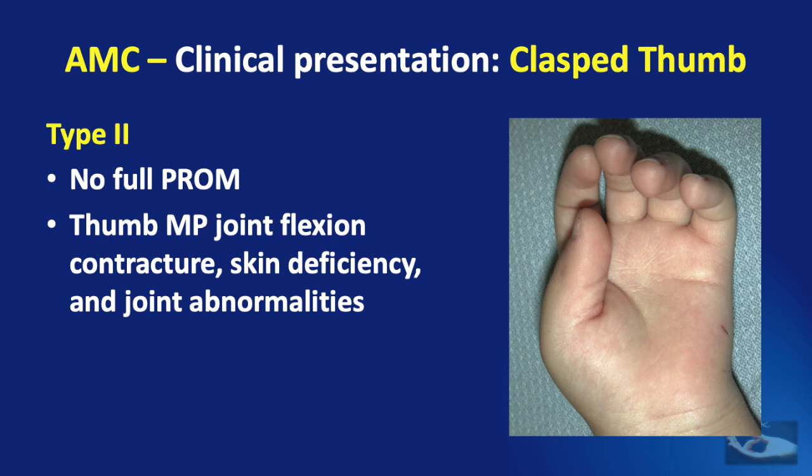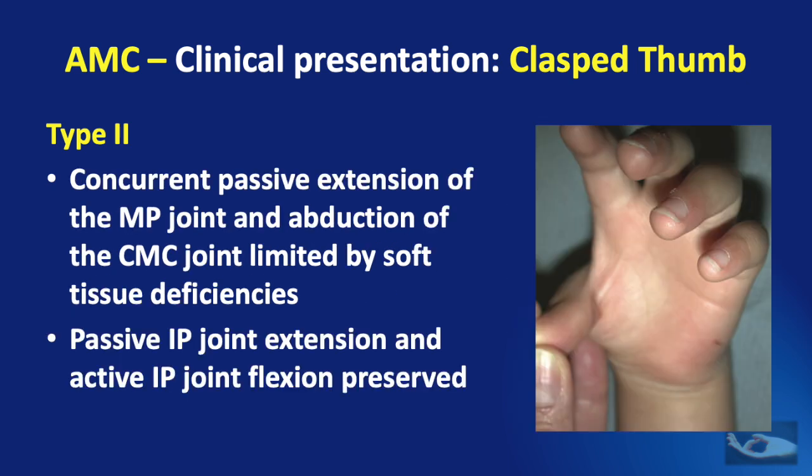In type 2, there is no full passive range of movement at the interphalangeal joint or metacarpophalangeal joint, and in addition, there is a flexion contracture at the metacarpophalangeal joint of the thumb associated with skin deficiency and joint abnormalities. As a result, concurrent passive extension of the metacarpophalangeal joint and abduction of the carpometacarpal joint is limited by soft tissue deficiencies. But the passive interphalangeal joint extension and active interphalangeal joint flexion are preserved.